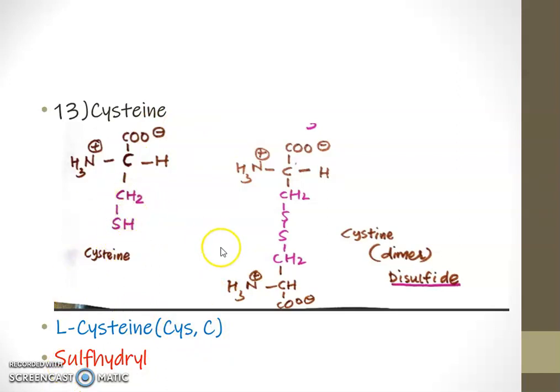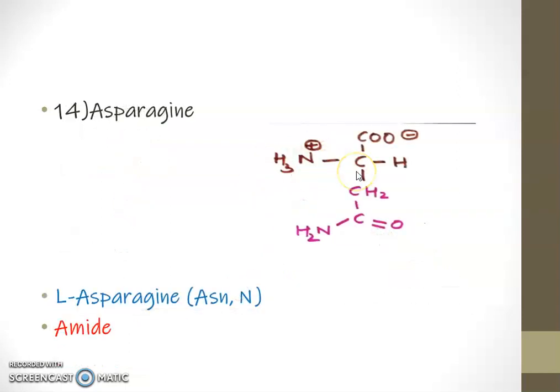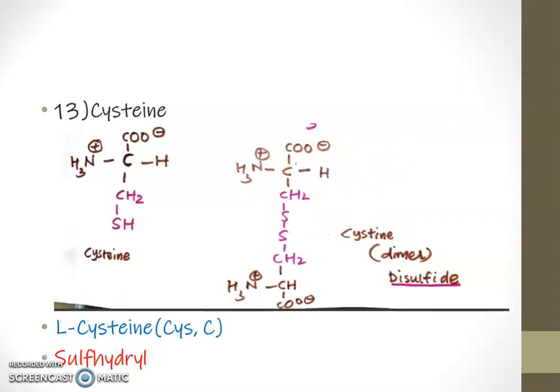Sulfhydryl group, SH group is present. Here cysteine can form a dimer, which is also termed as cystine, and there is a disulfide group present here. So, this disulfide bond can be formed between a polypeptide chain or different parts of the polypeptide chain.